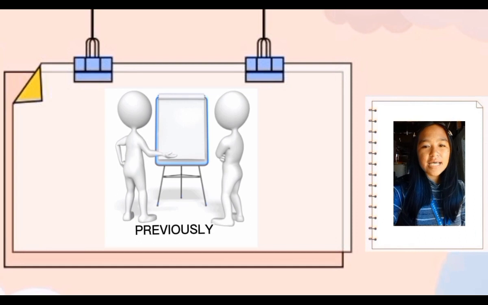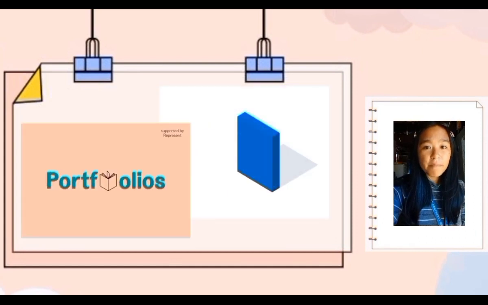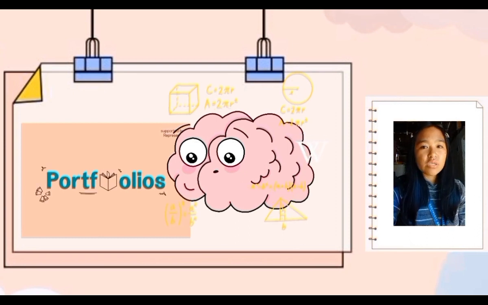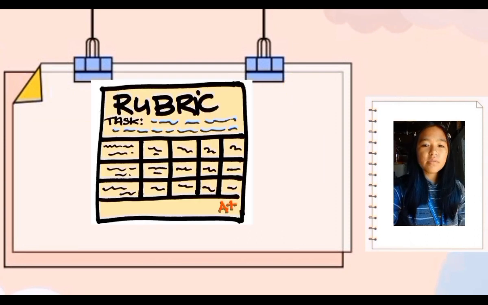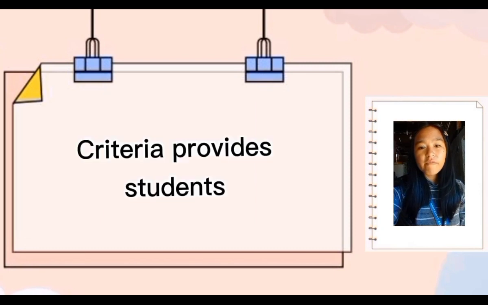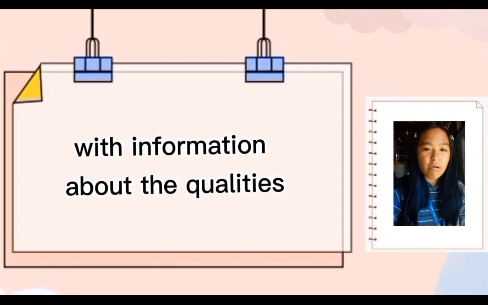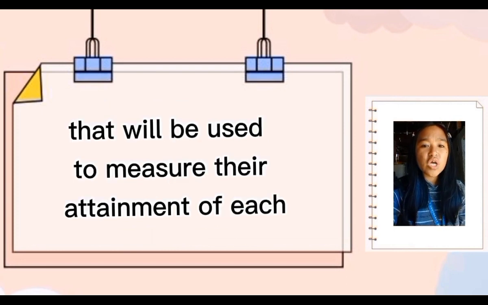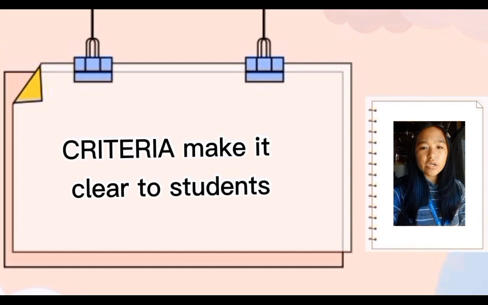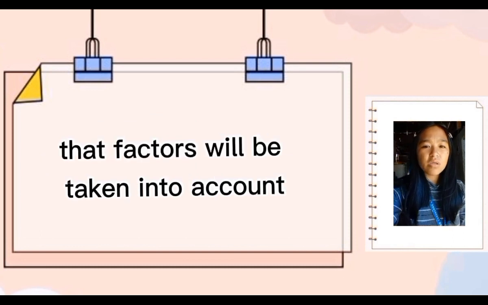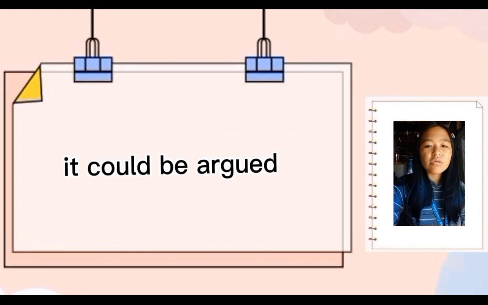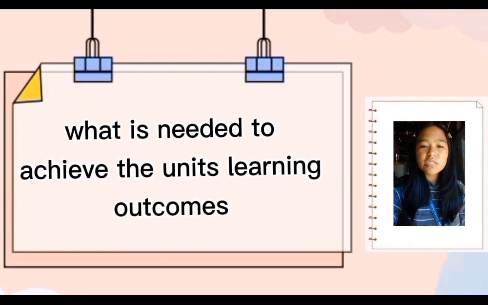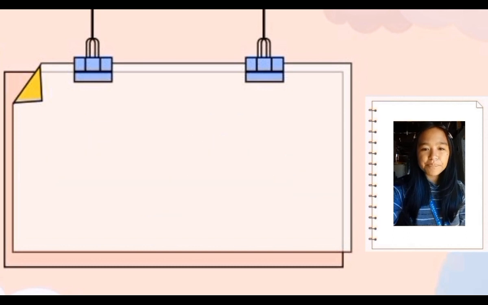Previously, I discussed and gave an example of a portfolio, and it is a math portfolio. And I gave also example criteria to be completed by teachers and students. We already know that criteria provide students with information about the qualities, characteristics, and aspects of an assessment task that will be used to measure their attainment of each of the learning outcomes. Criteria make it clear to students what factors will be taken into account when making judgments about their performance. It could be argued that the most direct way students experience what is needed to achieve the unit's learning outcomes is through the assessment criteria.